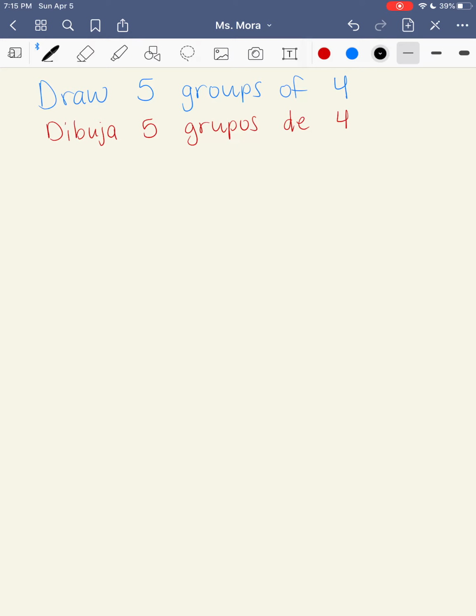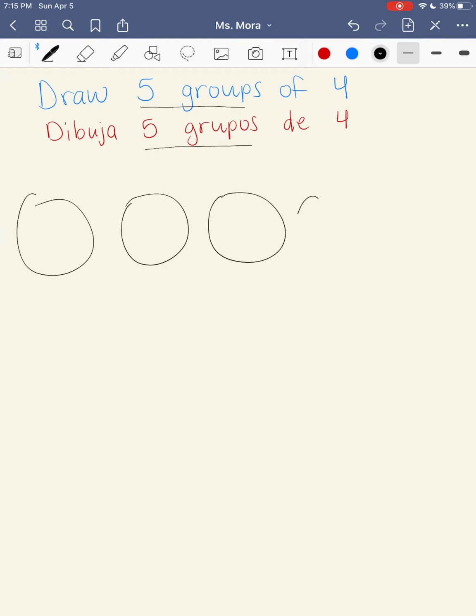Okay, so hopefully you drew your picture, and if you drew five groups, si dibujaste cinco grupos, it's 1, 2, 3, 4, 5 of four objects, con cuatro en cada uno. 1, 2, 3, 4.